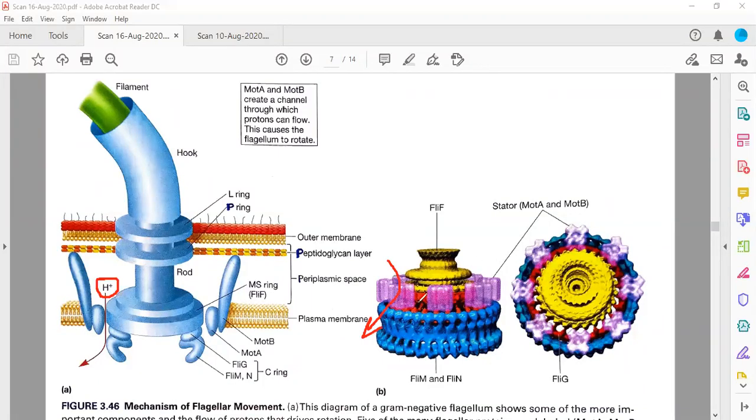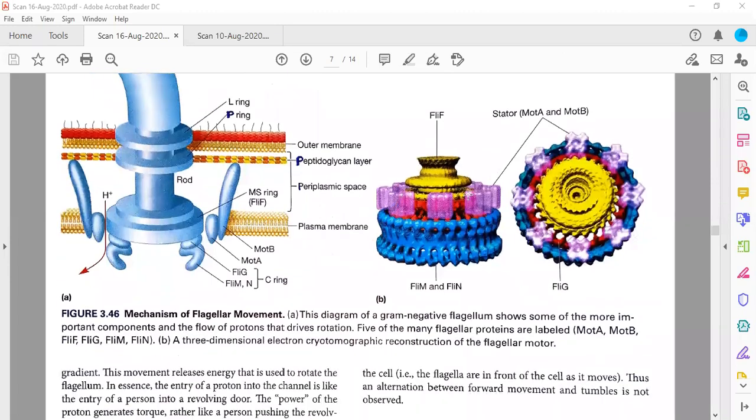Fine. And this red colored structure present here is made up of flagellin protein FliG. This is made up of two types of proteins, FliM and FliN. And this yellow colored structure is the fused rings, the MS ring, and that is made up of FliF. So you need to remember the names as well. Here it is written that MotA protein and MotB protein create a channel through which the protons can flow. This causes the flagellum to rotate. Everything is self-explanatory. You can see it is very clear from this molecular diagram. We will go into further details of this structure. Okay, so no worries.